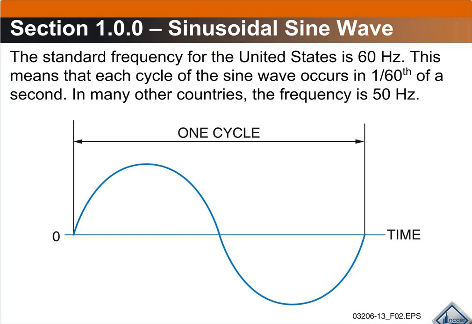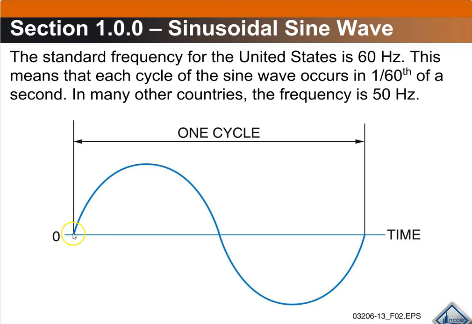Sinusoidal waves, or sine waves. That's what we call the representation of the current that happens in our AC current in our power distribution. And in the United States, one cycle of power happens every 1/60th of a second, or 60 times a second.